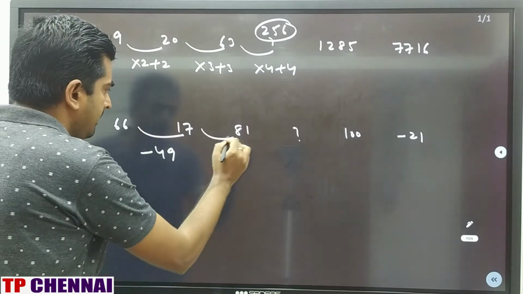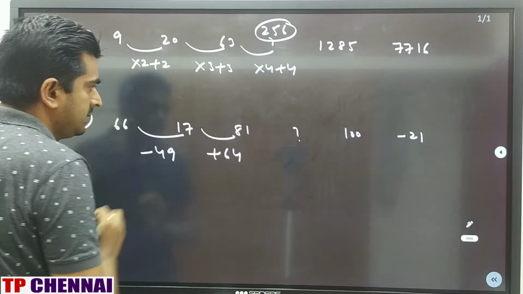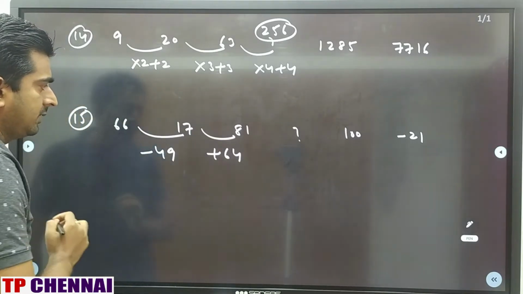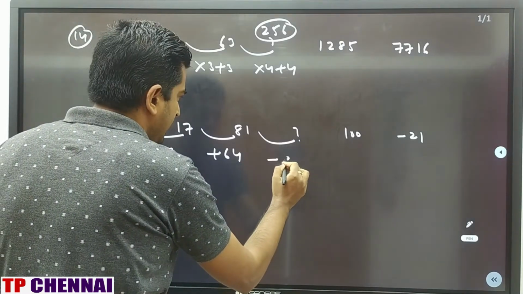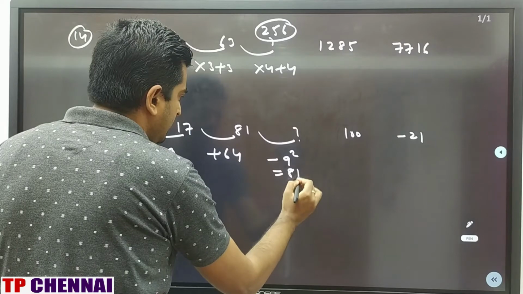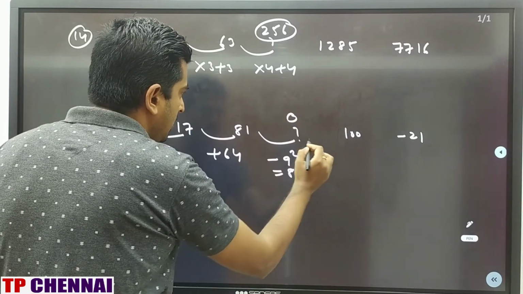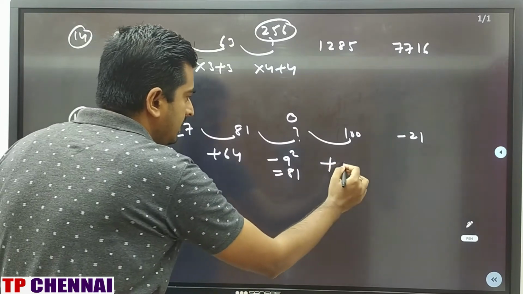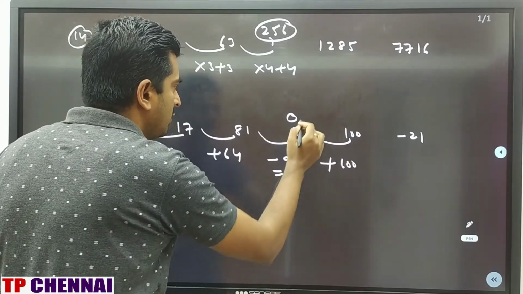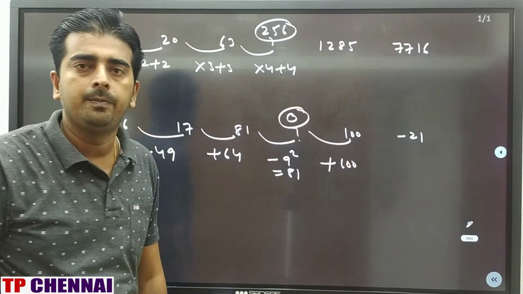Minus 7 square, plus 8 square, minus 9 square is 81. What is 81 minus 81? 0. Again minus, plus, minus, plus. 9 square, this is 10 square, 100. So my answer is correct. So my answer is 0.